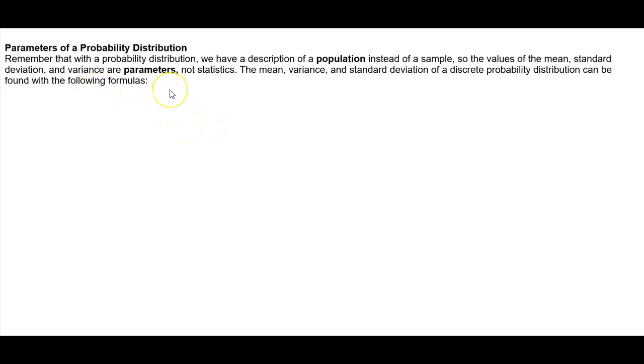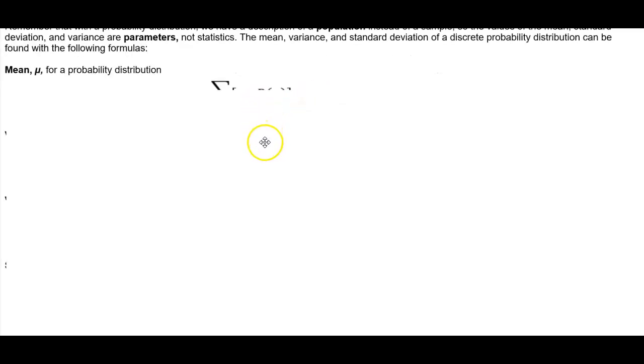Parameters of a probability distribution. Remember that with a probability distribution, we have a description of a population instead of a sample. So the values of the mean, standard deviation, and variance are parameters, not statistics. Now, the mean, variance, and standard deviation of a discrete probability distribution can be found with the following formulas.